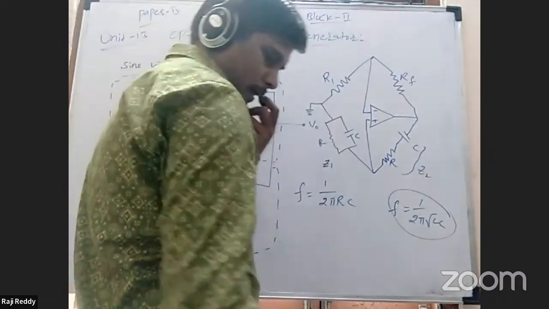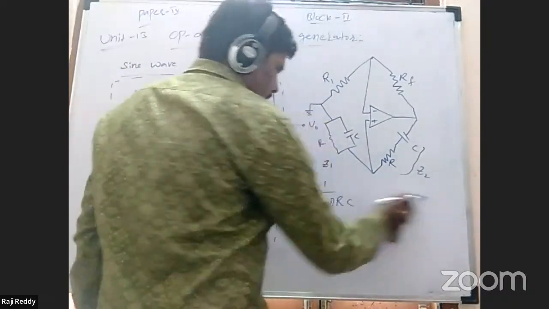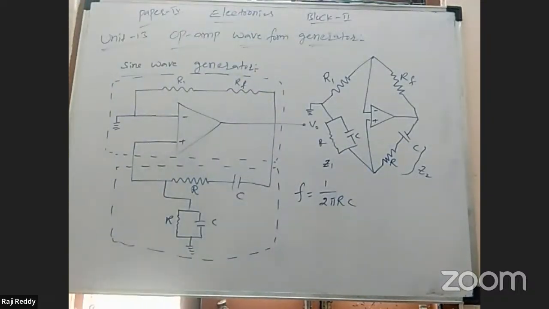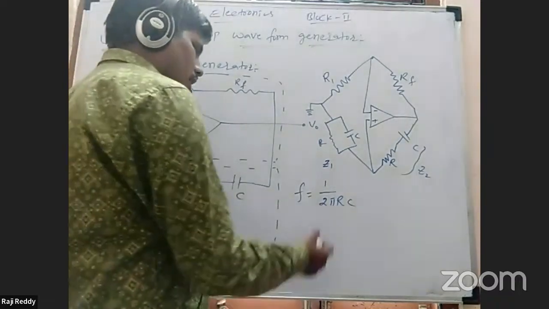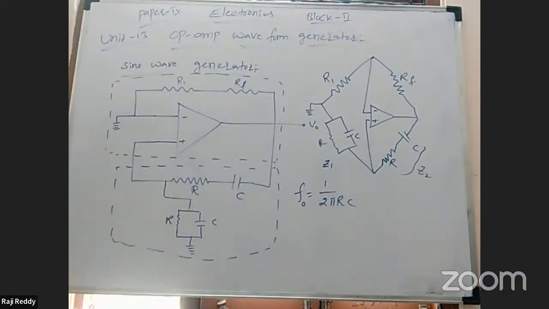We are using an RC oscillator now, so we have to use this frequency formula. The frequency of an RC coupled oscillator F is equal to 1 by 2 pi RC. If the actual frequency is equal to the resonant frequency, in that condition you can take it as F naught. The oscillation frequency or resonant frequency F naught is equal to 1 by 2 pi RC.